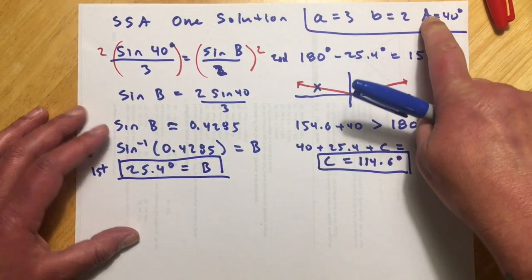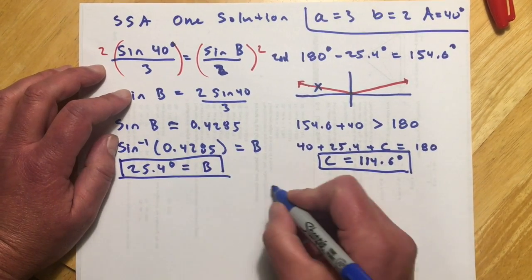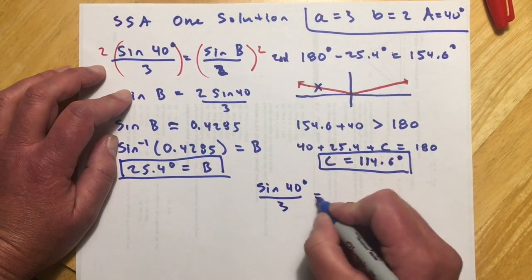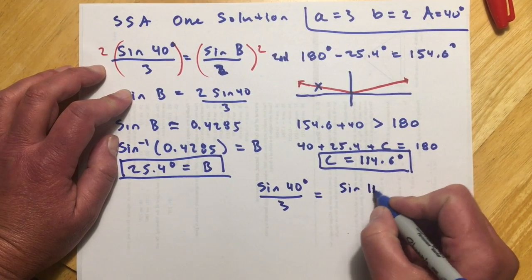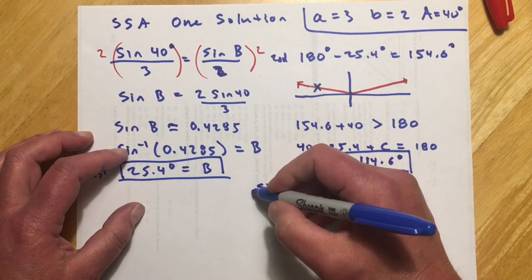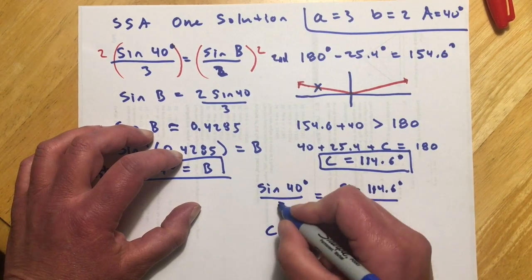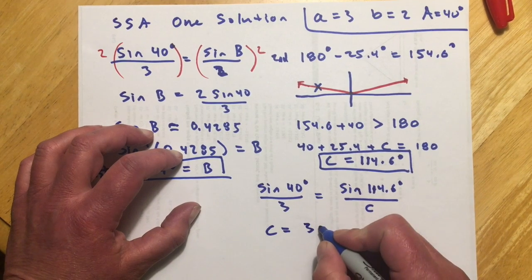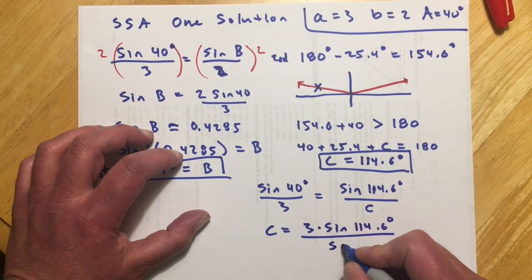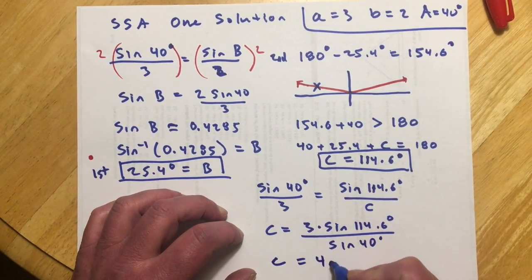So just to summarize, now I have all three angles, and the only thing left is side C. So I'll do sine of 40 over A equals sine of 114.6 over C. And I'll do the same swap where I bring the C up and flip this and bring it to this side. And that's going to be C equals 3 times sine 114.6 over sine 40. And if we tap that in a calculator, we should get C equals 4.24.